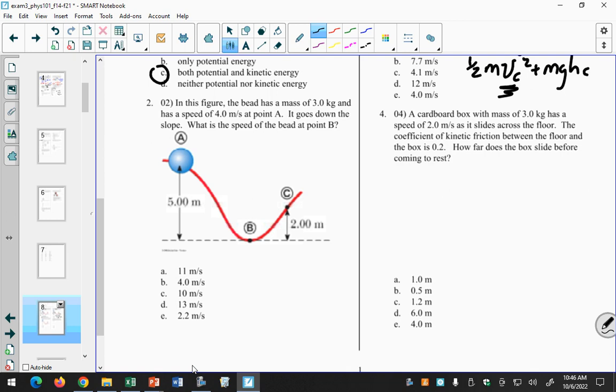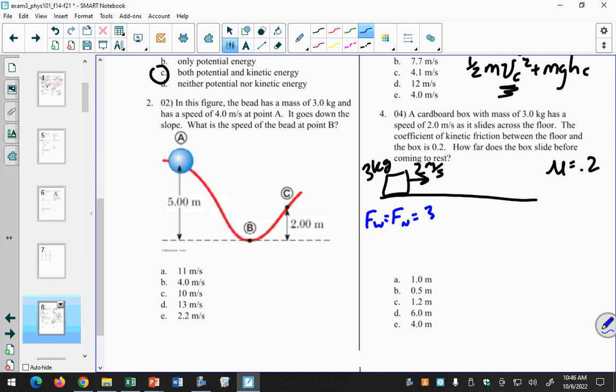I have this cardboard box. It has a speed of 2 meters per second, and it slides along the floor. It says that mu is equal to 0.2. The mass of this box is 3 kilograms. By the way, that will tell me that the weight of the box, which is equal to the normal force, is going to be equal to 30 newtons. And I want to know how far does it slide before it comes to rest.